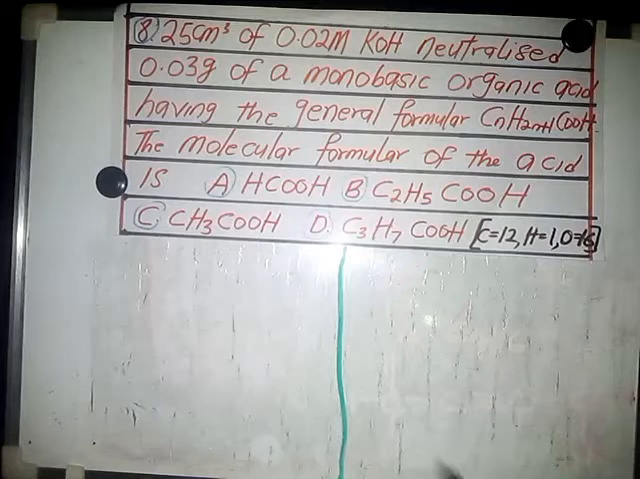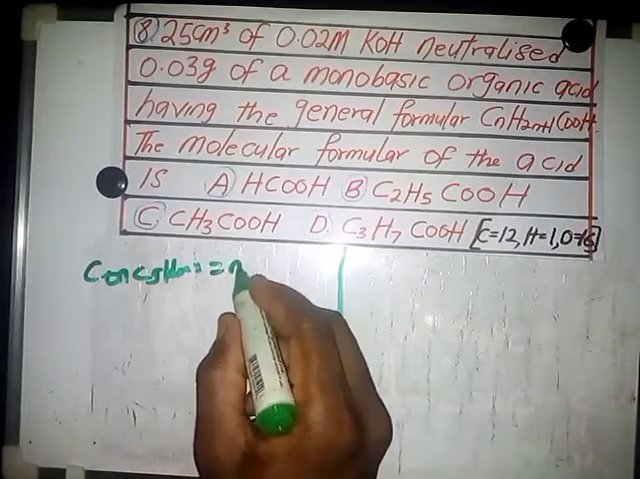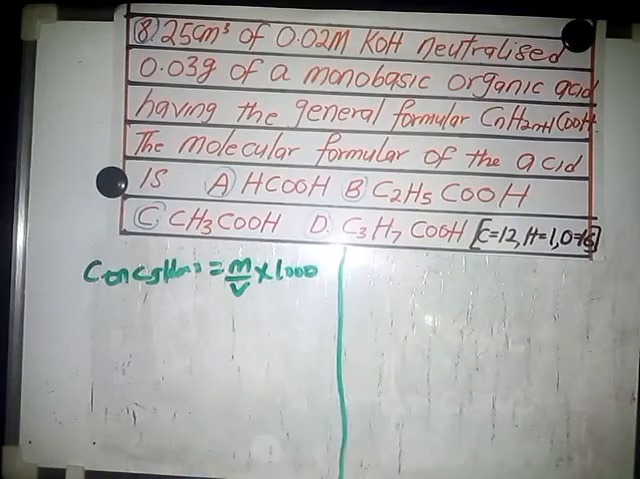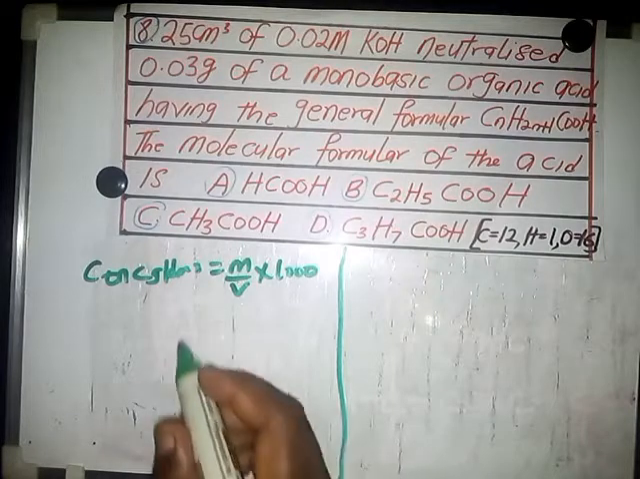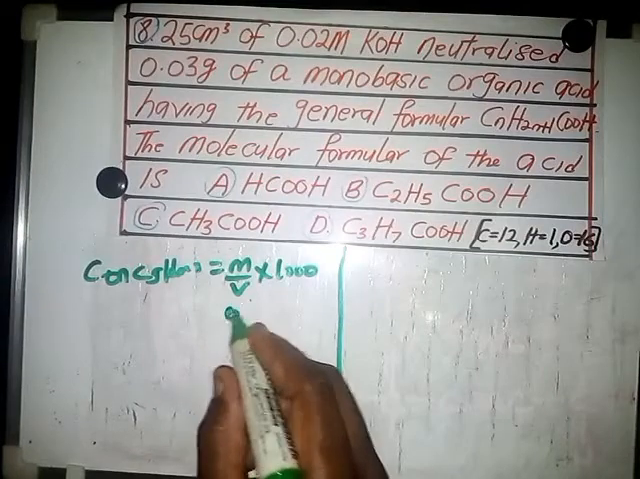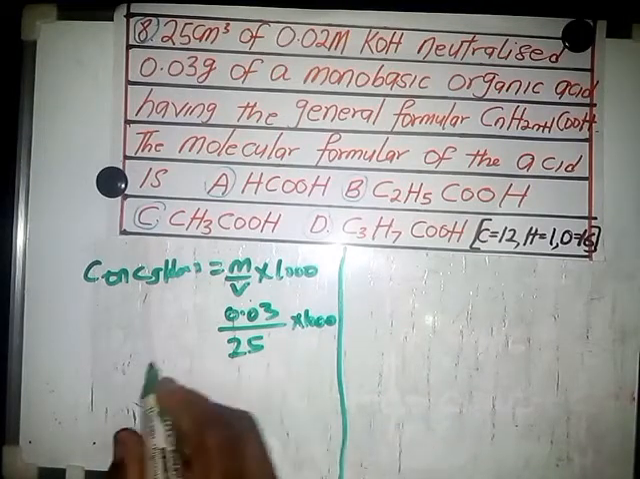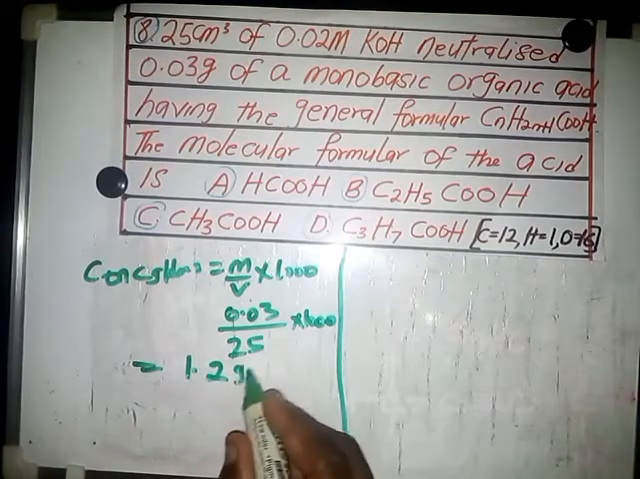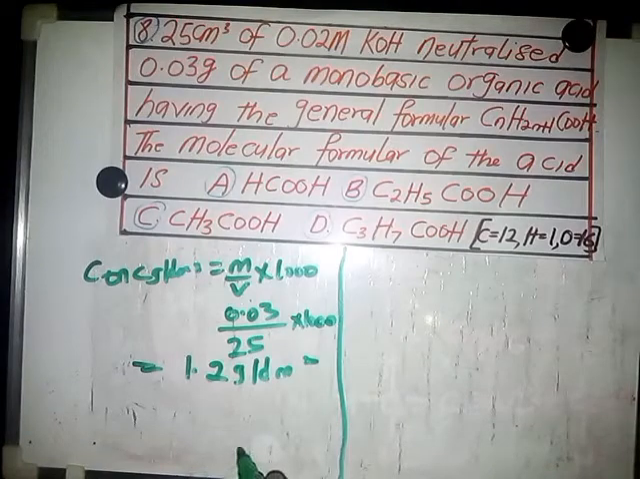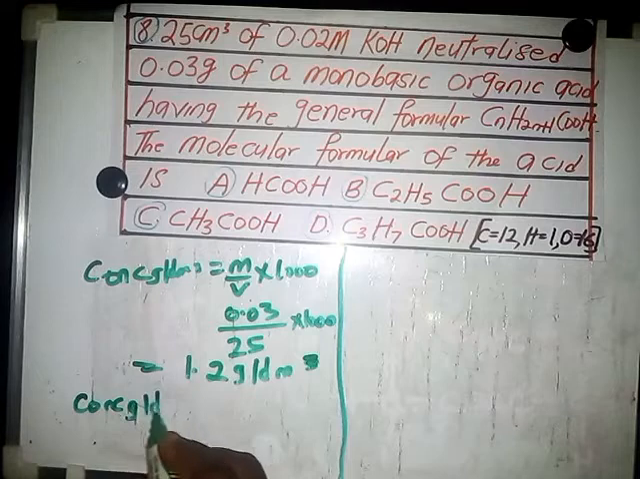We know that concentration in gram per dm cube is equal to mass over volume times 1000 dm cube. So the mass is 0.03, the volume is 25 times 1000. That's 0.03 over 25 times 1000. When you do that, you get 1.2 gram per dm cube.